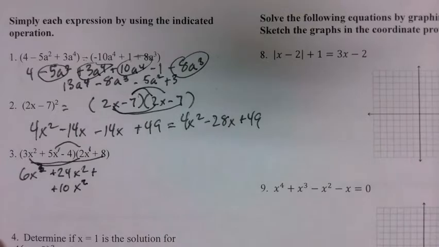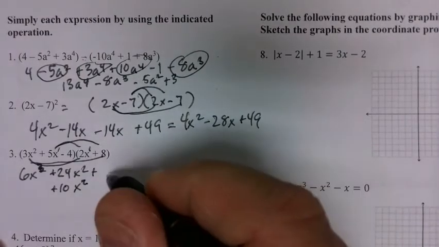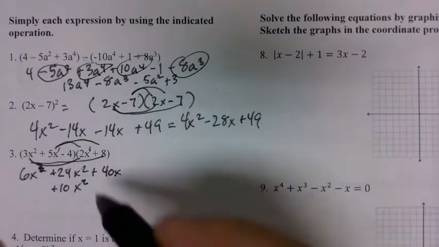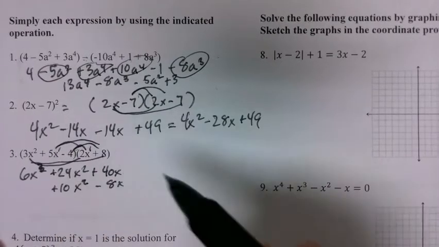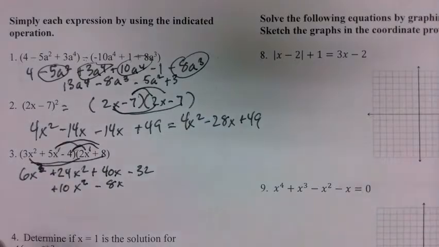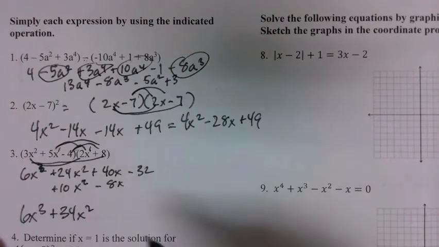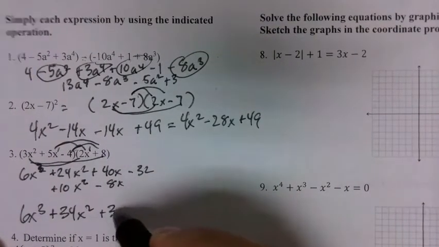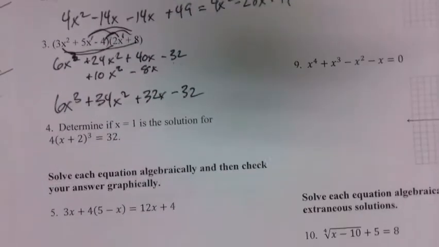Now, I started to stack those so that I can just combine the like terms by adding them straight down. 5x times 8. 5 times 8 is 40. And I've got x. Negative 4 times 2x. That's negative 8x. And then negative 4 times positive 8. Negative times positive makes negative 32. I collect my like terms. I've got 6x cubed. It's the only one. 24 plus 10 make 34x squared. 40 minus 8 make positive 32x, minus 32. Beautiful.